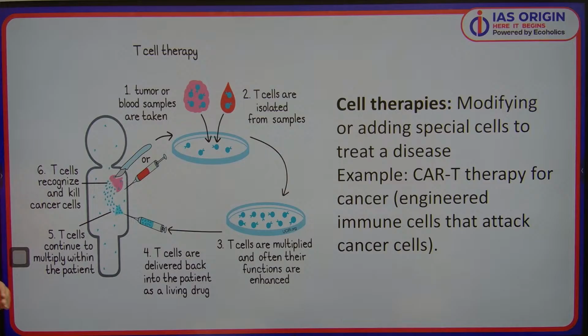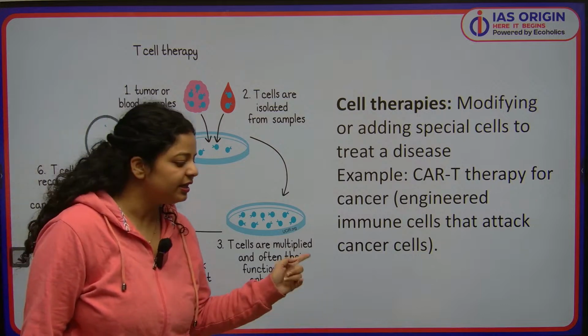Modifying or adding special cells to treat a disease is known as cell therapy. Example, CAR-T therapy for cancer, engineered immune cells that attack the cancer cells.